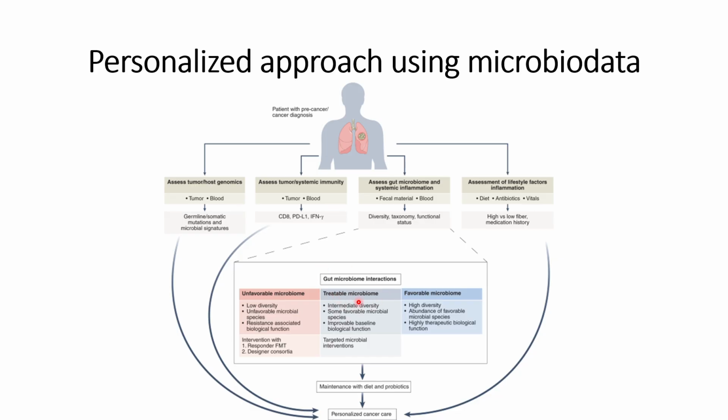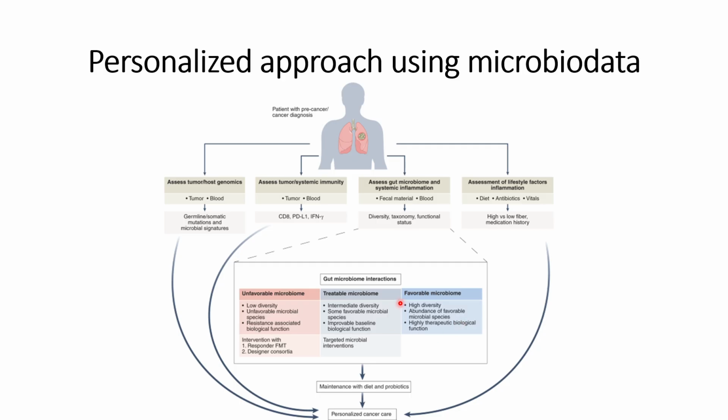And the treatable microbiome has intermediate diversity. The diversities are intermediate, and some are favorable microbiomes that improve baseline biological function. These bacteria improve the biological functions, whereas in the case of the unfavorable microbiome, the bacteria will resist the biological functions. It will have a negative effect on the biological functions of the patients, and with targeted microbial interventions, these things can be improved. This treatable microbiome can be improved by changing the diet and taking probiotics.